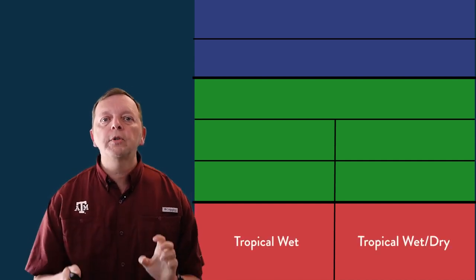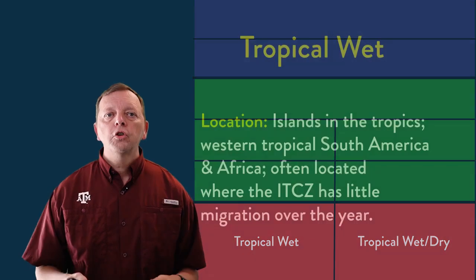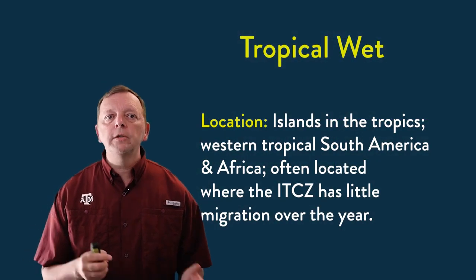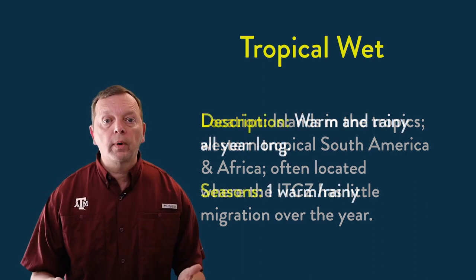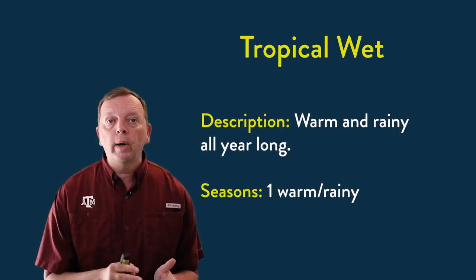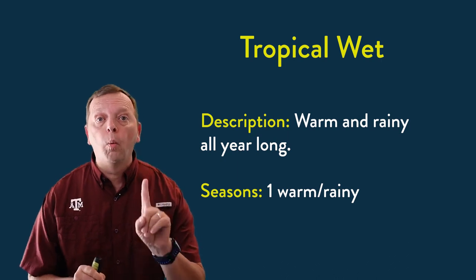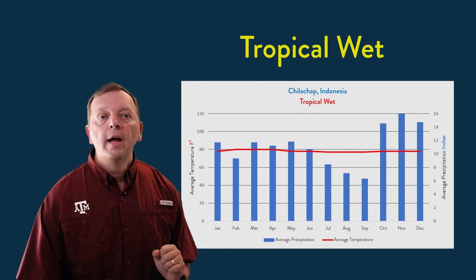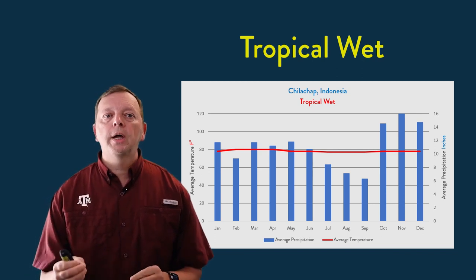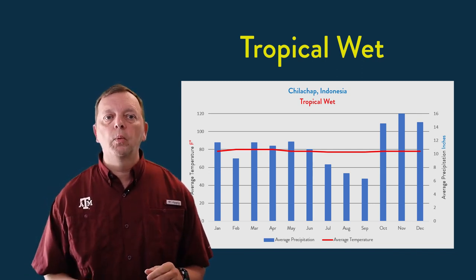Now, both of these climates are warm all year long. Tropical wet climates are often found in the islands in the tropics and where the ITCZ doesn't really move very much throughout the year. This creates rains all year long. So a tropical wet climate really only has one warm, rainy season throughout the year. Now you can see by this climate graph how both the temperature and the amount of precipitation is high throughout the year for a tropical wet climate.